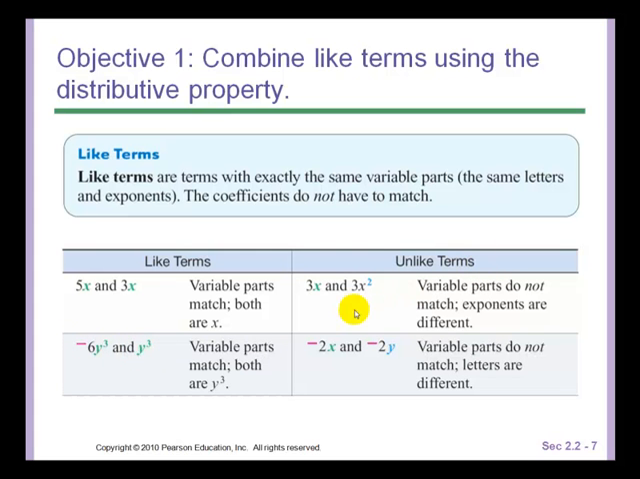These are unlike terms. Here they have the same letters, but different exponents. This has an exponent of 1, or no exponent. This is an exponent of 2. So these are unlike terms. Here we have different letters.